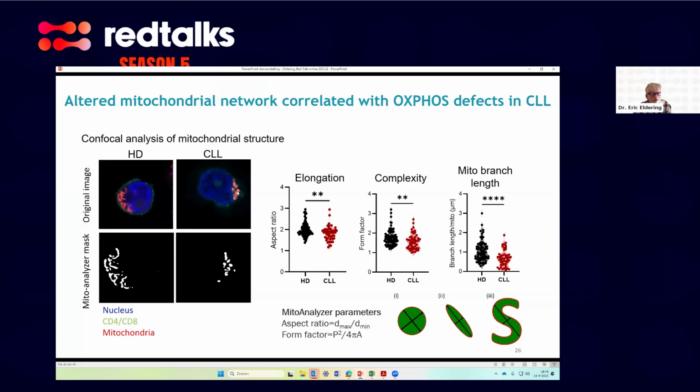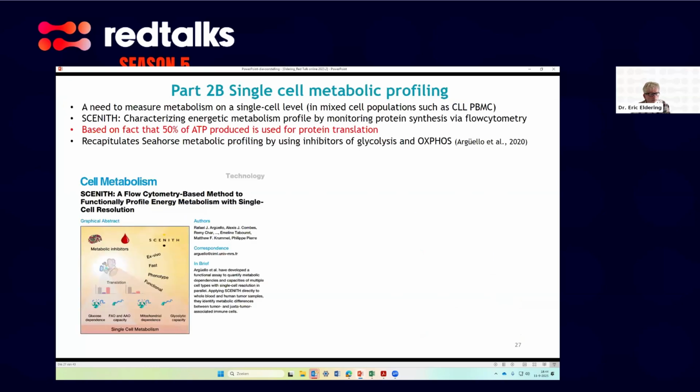And you can already see that the mitochondria have a different shape. And there's various ways the computer can analyze that, but all the aspects of mitochondrial shape, the elongation, complexity, and the branch length that they have, they're all decreased in CLL. So there's a morphological difference, which may be connected with the OXPHOS defects that we see. Although, so I say here in the title correlated, because they go hand in hand. We have not yet figured out the mechanistic basis for this. It's important to realize.